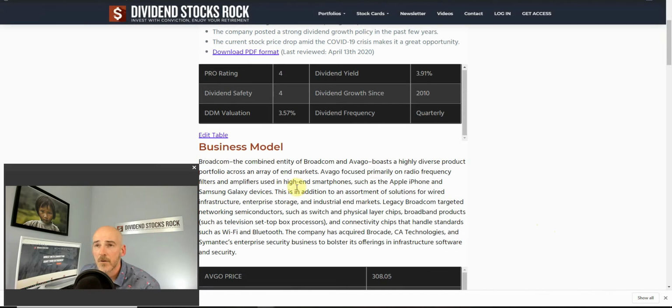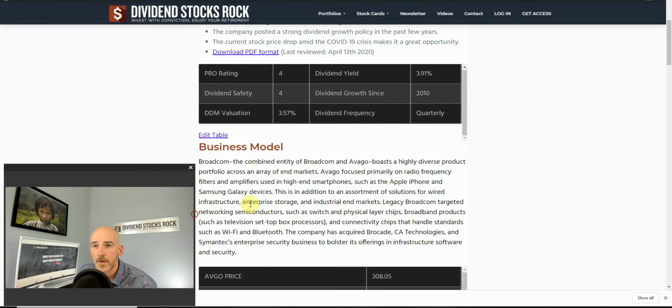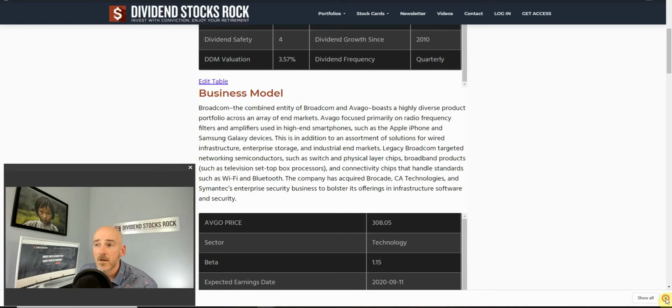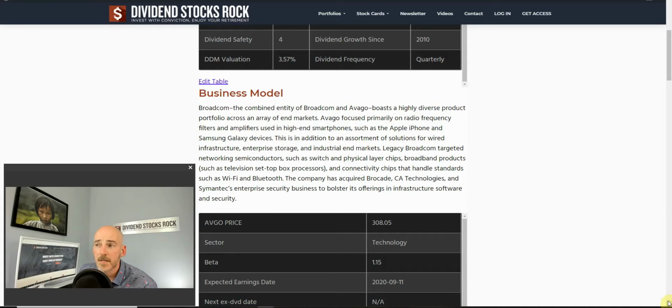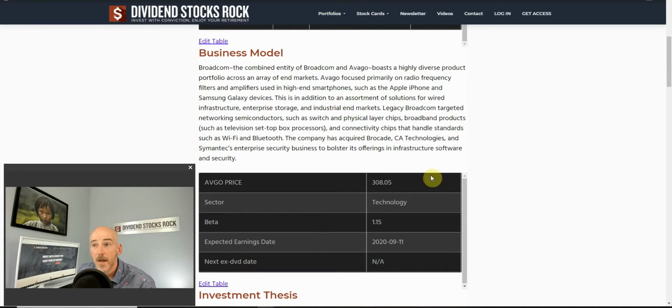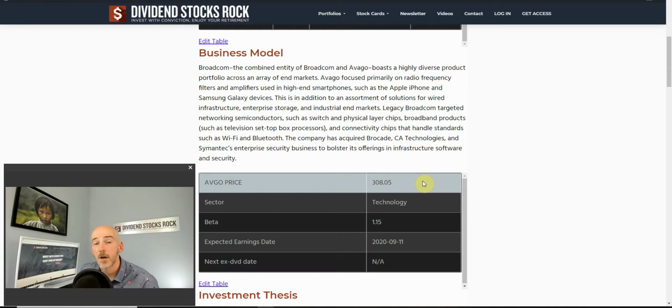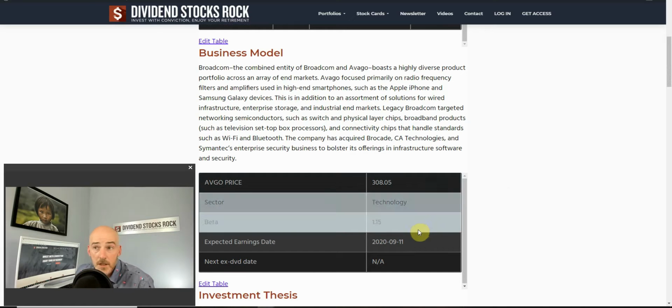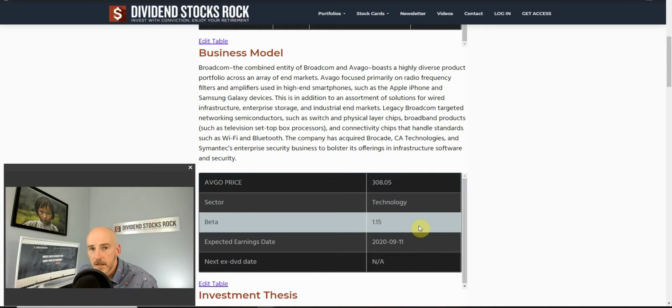So if we go down right here, and I'm going to just share my screen, there you go, it's a little better. The first section here is the business model. Basically, we're telling you exactly what Broadcom does, and what you will have right here are the metrics regarding the company in general. So we have the stock price, which is updated daily from Google Finance, the sector, technology, and the beta. Beta is telling you if the stock is moving more or less compared to the stock market.